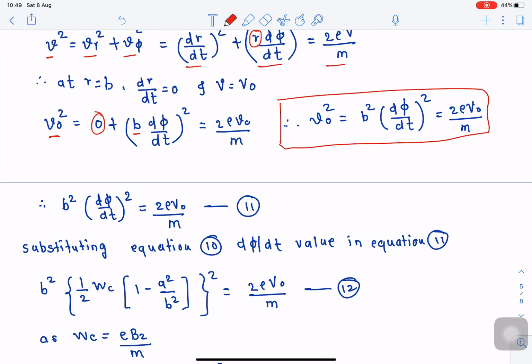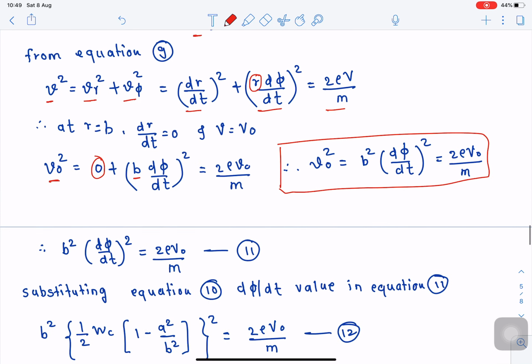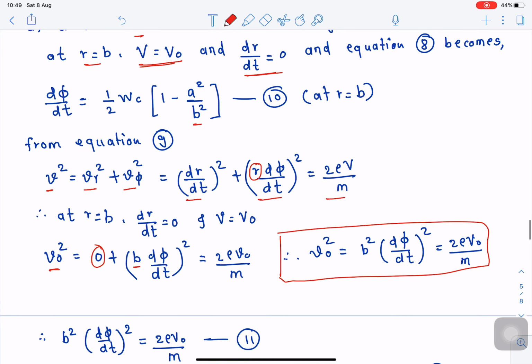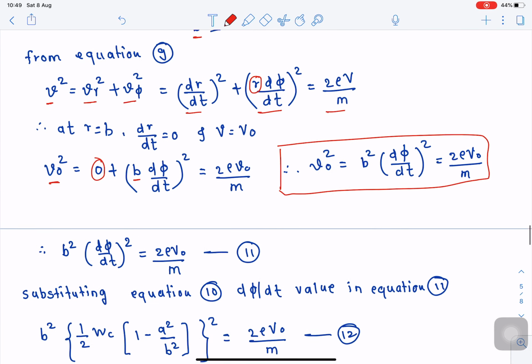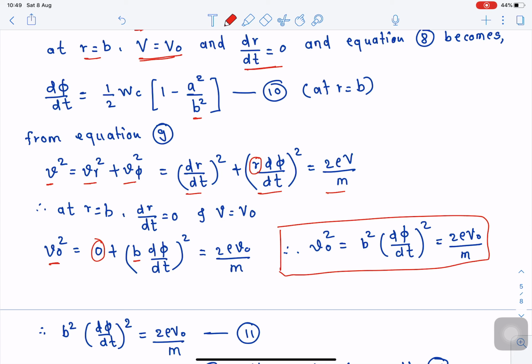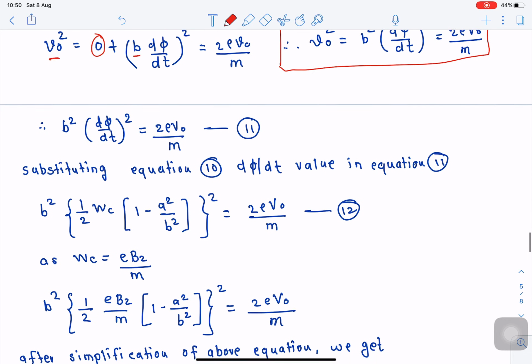So b square, where b is the spacing between the cathode and the edge of the anode, 2eV0 by m. Now what we do is we substitute the d phi by dt term from equation number 10. If you recall, in equation number 10 we have this d phi by dt. Now we substitute this value of d phi by dt in equation number 11. So what we get is b square d phi by dt is 1 upon 2 omega c, this term on the right hand side, 2eV0 by m. Let us call this equation number 12.